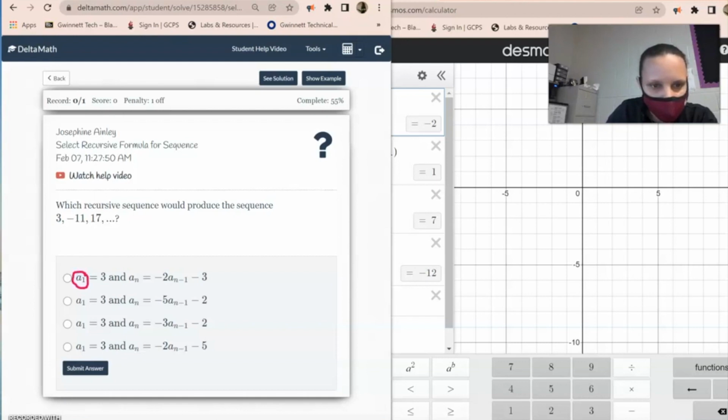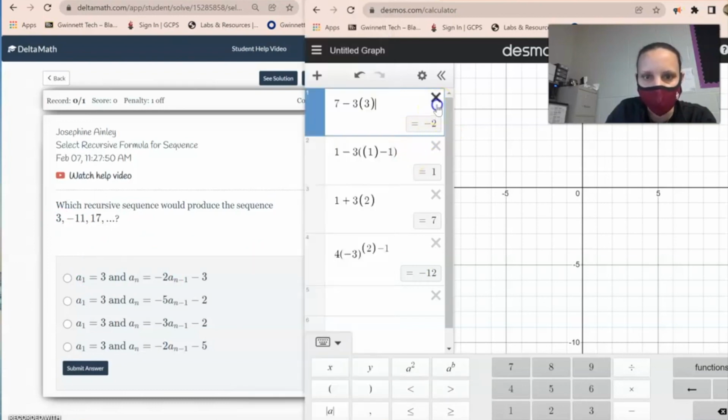So now I'm looking at the second term. When I take the second term and subtract 1 from it, I'm going to get the first term. So what this is saying is negative 2 times whatever the first one was, which is 3, then minus 3. Is that going to give you 3? That's the question. Okay, so I'll put that in the calculator.